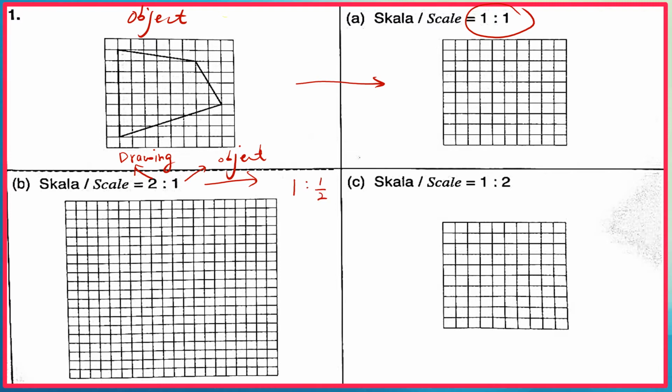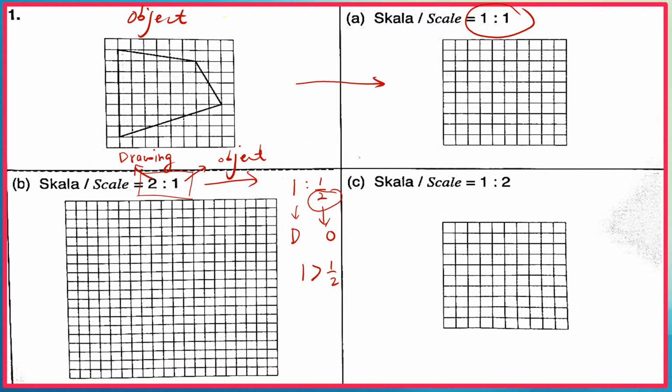Sometimes the question will give you a ratio like 1:2. Actually it's the same. The first number refers to the drawing, the second number refers to the object. So the drawing is bigger, meaning you must draw the drawing bigger than the object. How big? You times by 2, because the 2 is here. In the fraction 2, so it times by 2. Actually it's the same. So for B, 2:1, you draw twice, right?